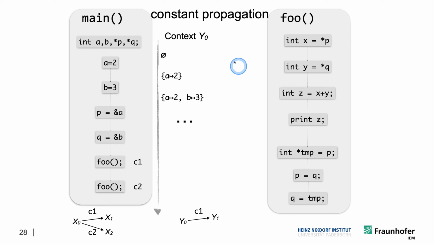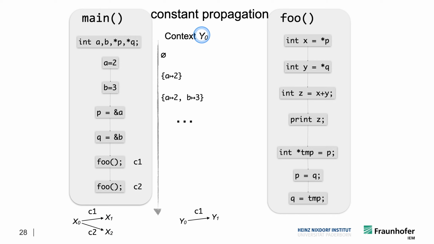So again, the same program as before, but now we assume that we have already computed the pointer information, so we already have the context transition diagrams for these contexts here. And remember that x0 and x1 and x2 are contexts with respect to the pointer analysis. Okay, so they tell us about input and output values in the pointer analysis.